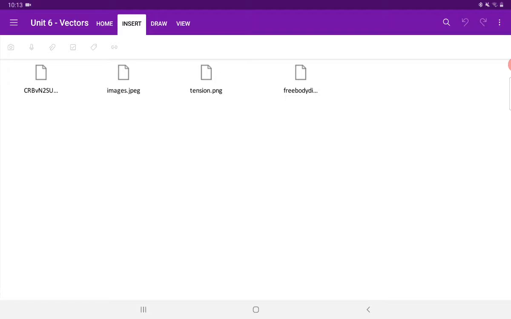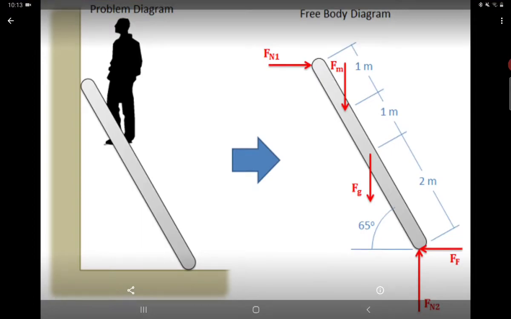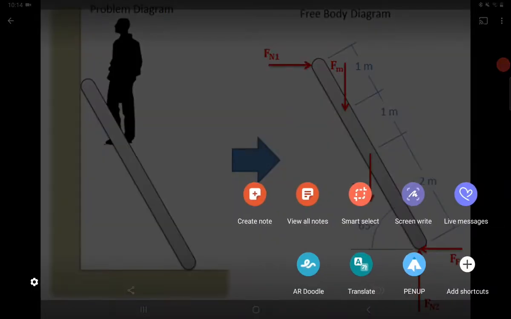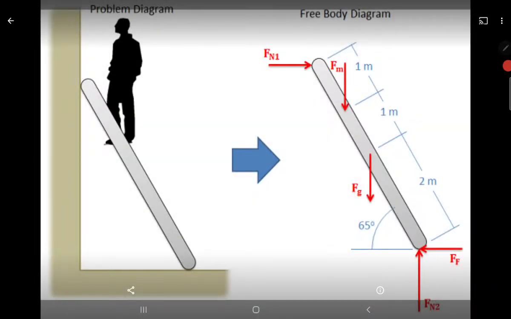Okay. So for example, if I were to open up this diagram, and this is a diagram of a ladder that is propped up against a wall, and if you look at the diagram on the right, what you see is a series of forces that are acting on that ladder. So a series of forces. So you see that there's a force acting from the wall.